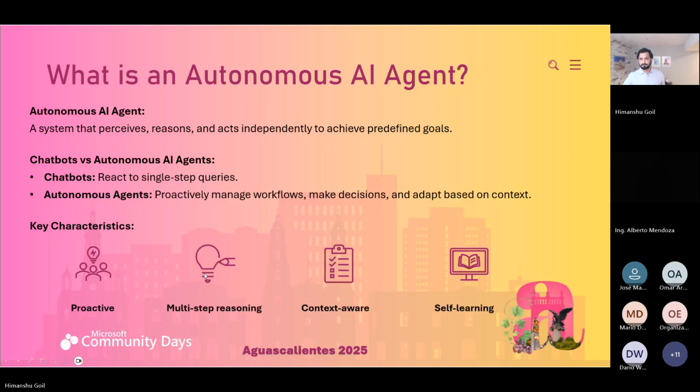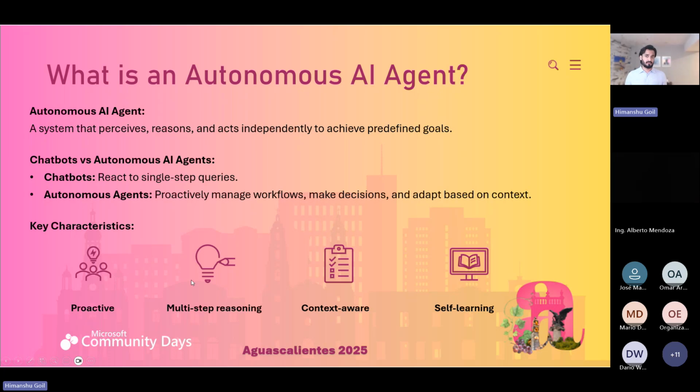Okay. So what is an autonomous AI agent? We talked about perception, we talked about reasoning. Now imagine that there is a chatbot which follows a very single step-by-step process: if I ask this question, then answer this question. That is how chatbots traditionally were. So these were workflow-driven chatbots.